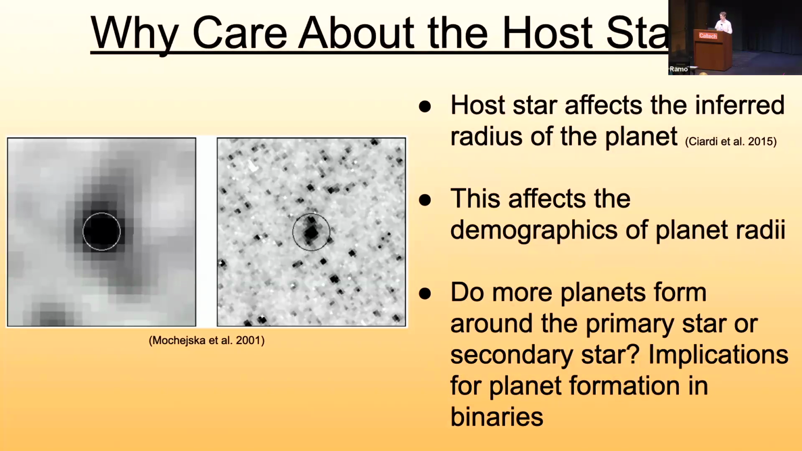One important reason is that the radius that we infer for this planet can depend strongly on the host star. And this affects the demographics of planet radii that we infer, especially the demographics of planets in binaries. And there are questions like, do more planets form around the primary star or the secondary star? And this has implications for understanding of planet formation in binaries.